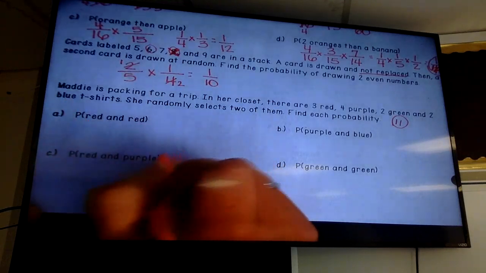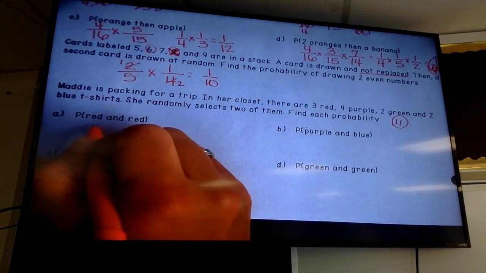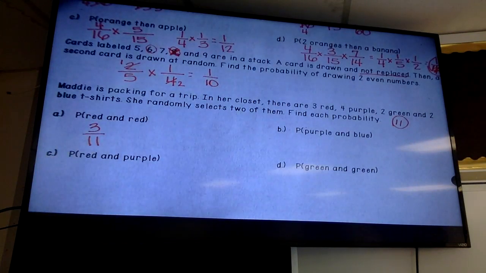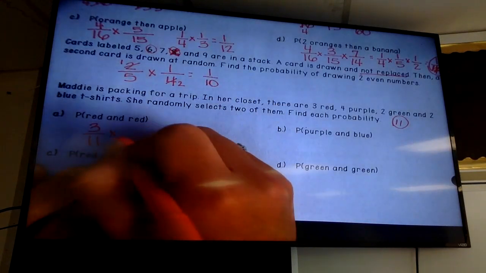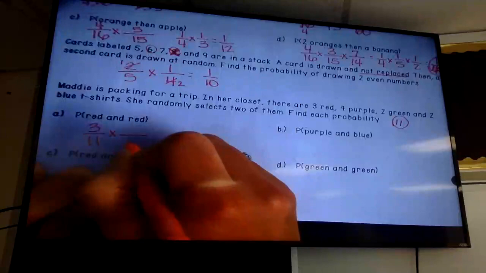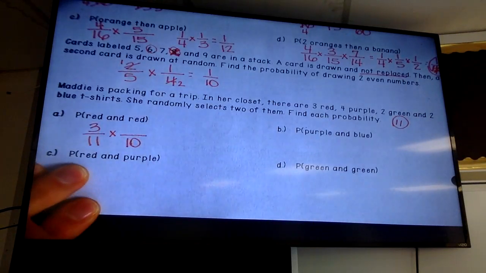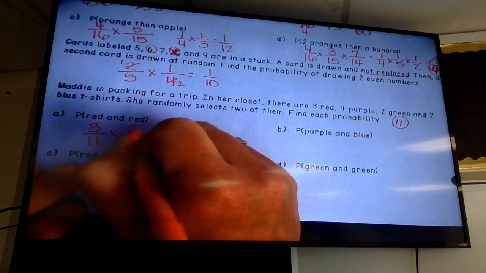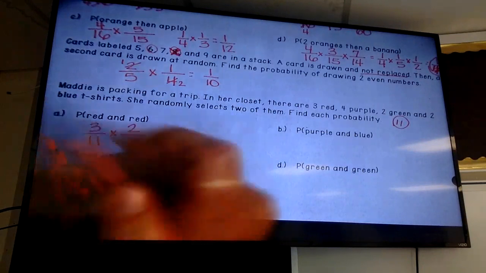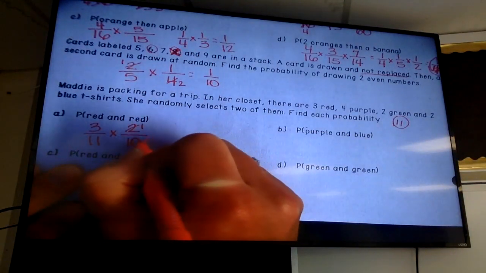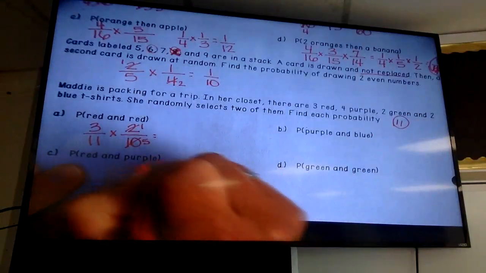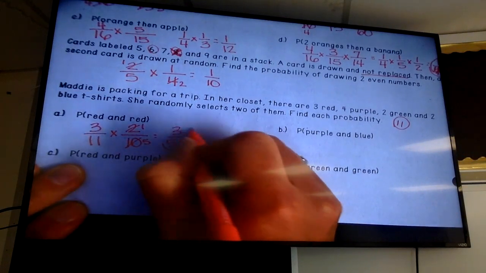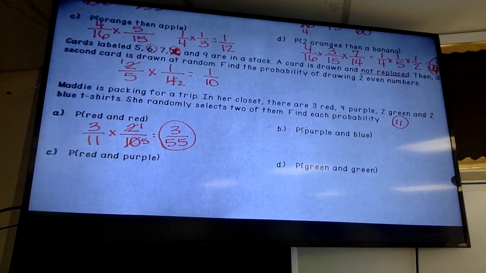So what's the probability she's going to pick a red and then a red? So the first time, there are 3 red shirts out of the 11 that are in her drawer. Okay, so she picked out a red shirt. She's put it in her bag. Now she's going to try pulling out another shirt. Now there's only 10 shirts because 1 shirt's already in her bag. And how many left are red? Well, she's already used one of the red ones, so now there's only 2 red ones left. I can simplify a little bit here. 2/10 can be simplified to 1/5. Now I'm going to multiply across. 3 times 1 is 3, and 11 times 5 is 55. So there's a 3 in 55 shot that she's going to pick out both red shirts.